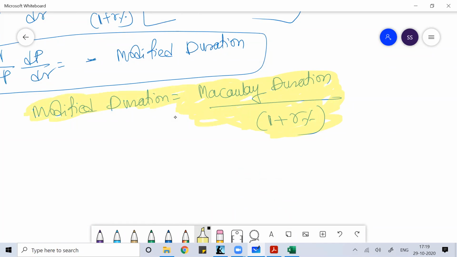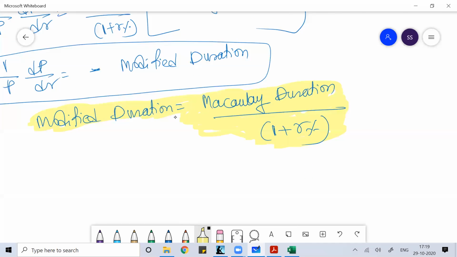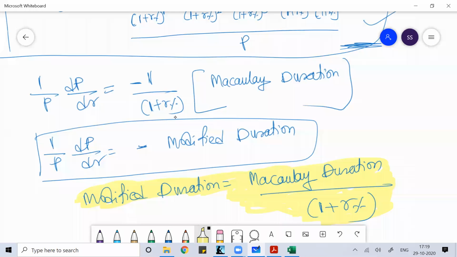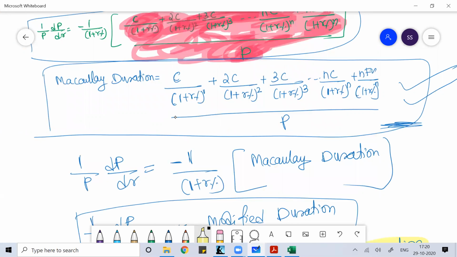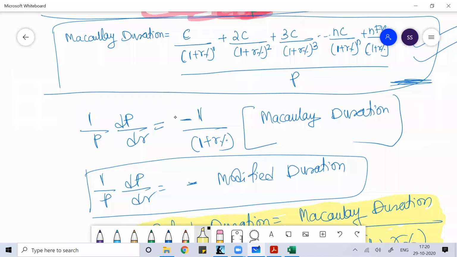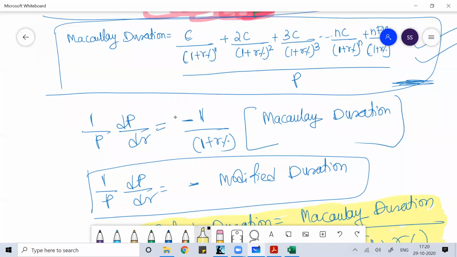So you can't get modified duration directly; you get it step by step. First, you have to find the Macaulay duration. Macaulay duration divided by 1 plus r% will give you modified duration. Basically, when we talk about duration, it gives us an impression about when we'll get back the money from our investment in the bond market. That is what duration talks about.